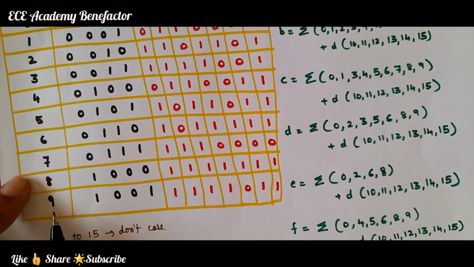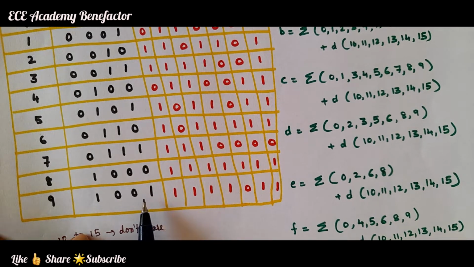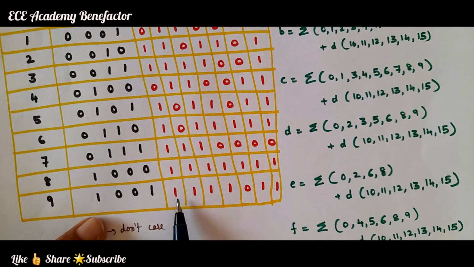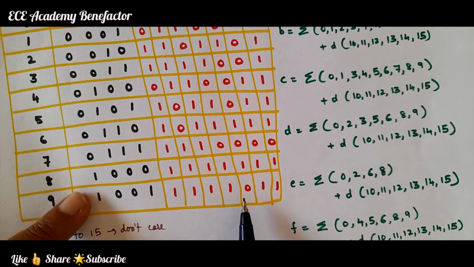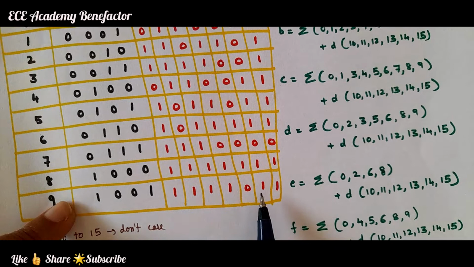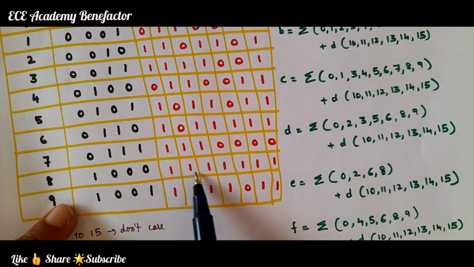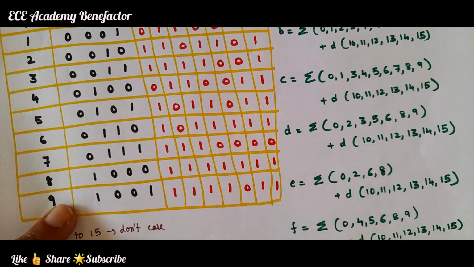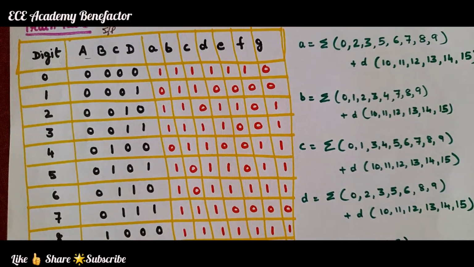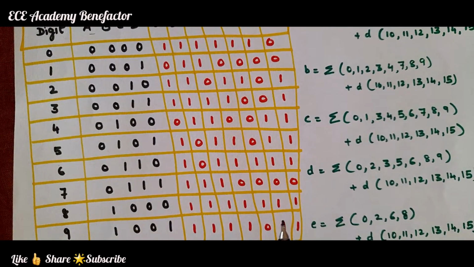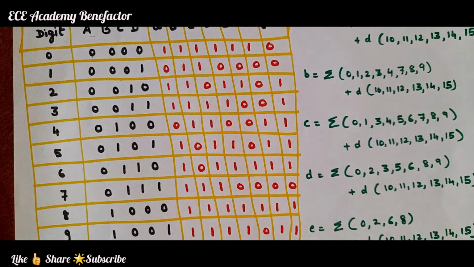Let us now see 9. 9 is 1001 in BCD. Here the segments activated are A, B, C, D, F and G. For 8, all the segments are activated, so all are high. Likewise, we have completed this truth table. BCD numbers are written from 0 to 9 and correspondingly which segments are activated.